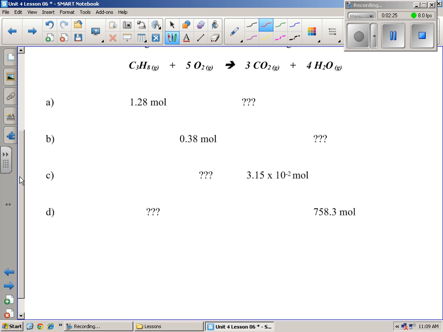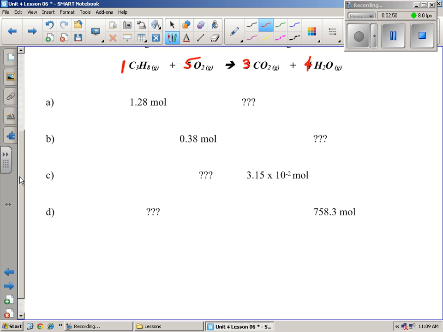Look, this is called propane here. If I took 1 mole of propane, it needs to react with 5 moles of oxygen, and that would give me 3 moles of carbon dioxide and 4 moles of water gas. That is the balanced chemical equation for the combustion of propane. So you would write out the equation, balance it. That would be basically your equation there.